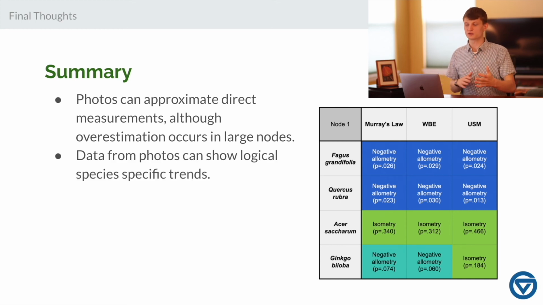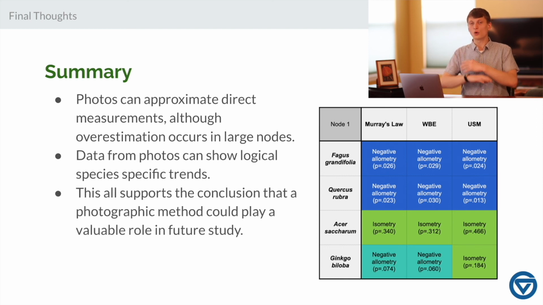Now, to bring it back to what I was just discussing, the fact that data from photos can show species-specific trends that logically fit what we biologically expect. Looking at this table that compares all 4 species, we can see that Fagus grandifolia and Quercus rubra are optimizing similarly, and they're closely related. But that's compared to Acer saccharum, which is the complete opposite, indicating that photos truly can tell differences between species. They're not just saying the same story over and over again. And then we have Ginkgo biloba, which shows us that even inside a single species, photographs have the power to distinguish between individual models.